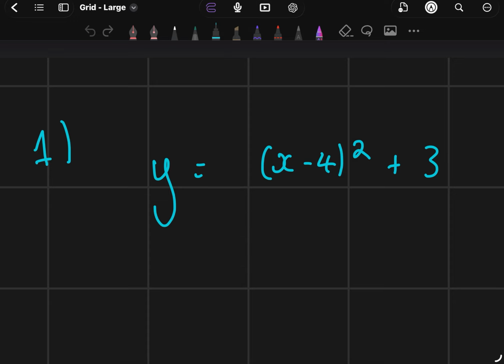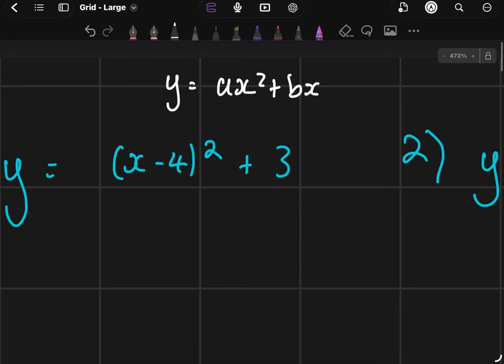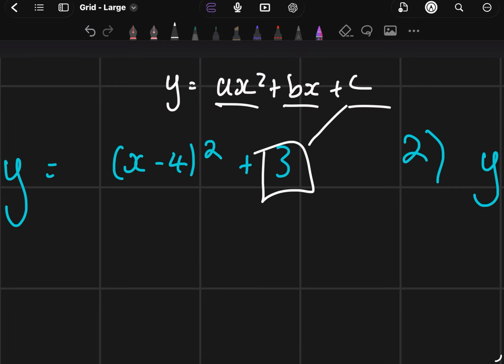Now standard form is basically the form where it's like y equals ax squared plus bx plus c, meaning that there's one squared term, one normal x without a square or anything, and then a normal number without any x at all. So that's the 3 here, that's the c value, and then we can't really evaluate anything else.